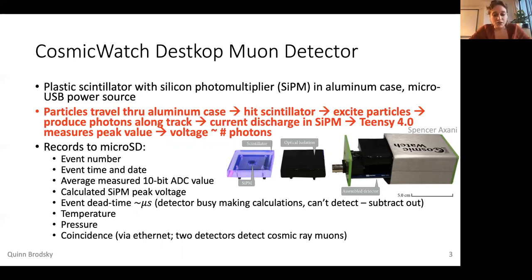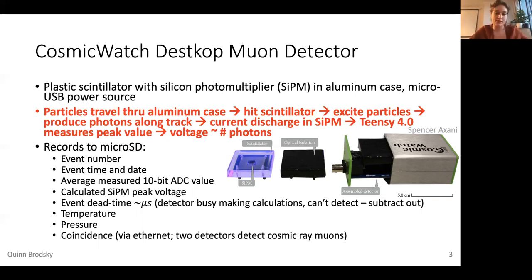Very importantly, it stores the dead time and whether the event was coincident or not. The dead time refers to the amount of time where the microcontroller is performing some computation, for example, converting the SiPM current into the voltage. And during that time, it can't store any new information that comes in.